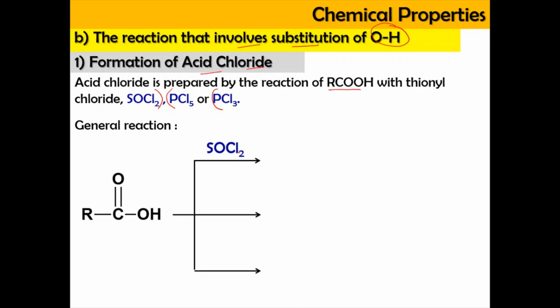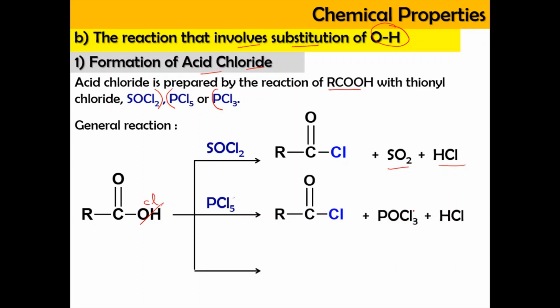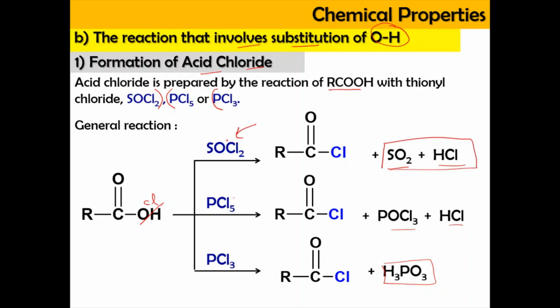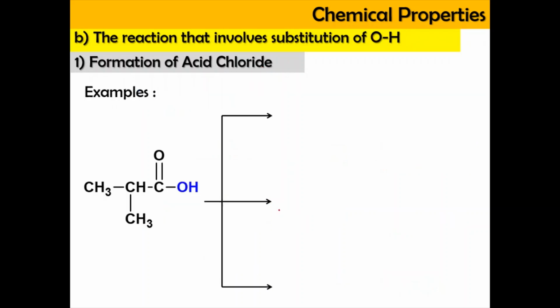If you're using SOCl2, your OH here is going to be changed with Cl, and the byproduct here is going to be sulfur dioxide and HCl. If you're using PCl5, the same thing is going to happen, but your byproduct here is going to be POCl3 plus HCl. If you're using PCl3, you will still get acyl chloride, but your byproduct here is going to be H3PO3. Okay, so your byproduct will be dependent on your reactant here.